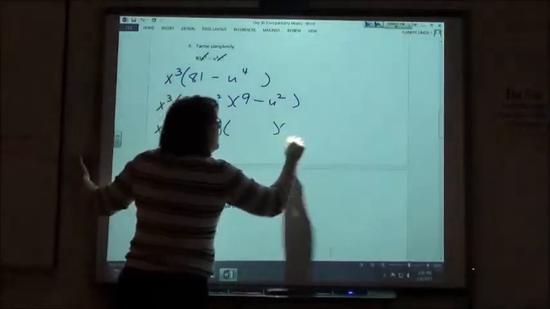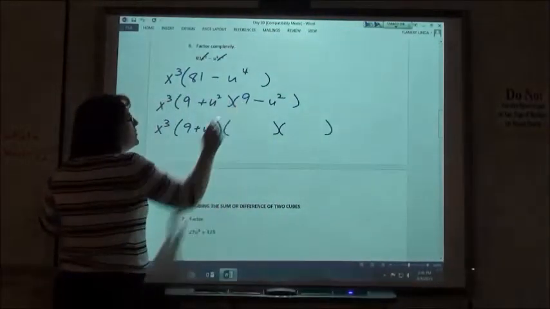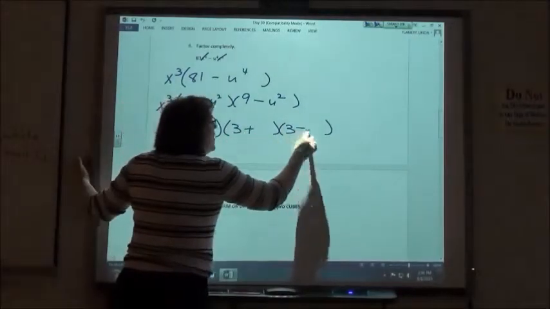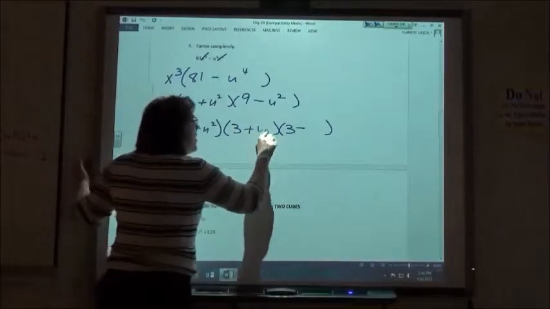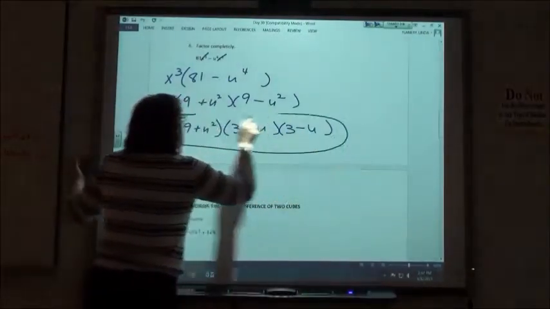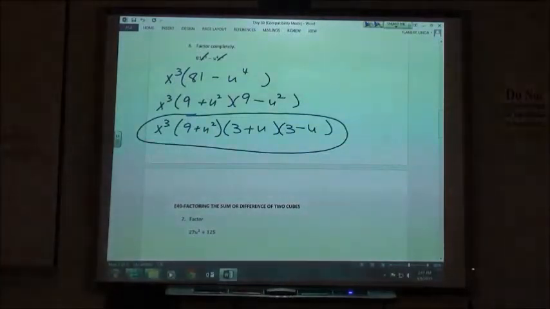So factoring my difference of squares, factors of 9, 3 times 3, I have a plus and a minus, factors of u squared, u and u. All of that goes in for my answer. x to the third times 9 plus u squared times 3 plus u times 3 minus u.